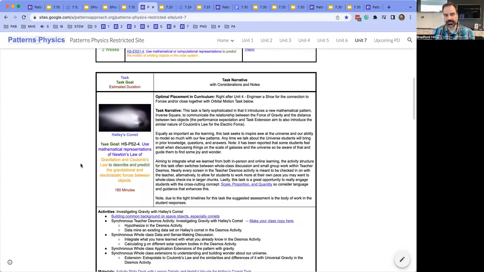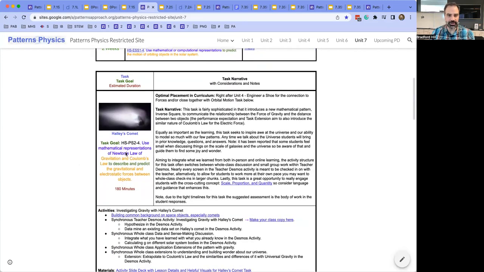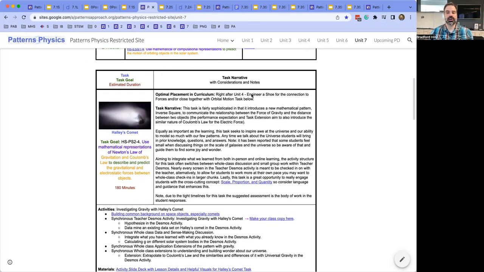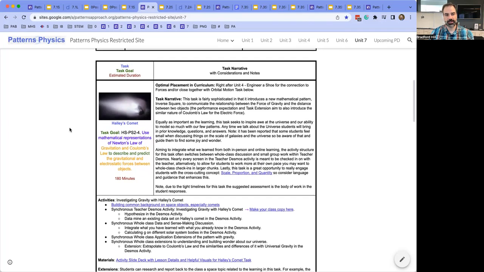So this first one is Halley's Comet, and that is getting at using the mathematical representations of Newton's law of gravitation and Coulomb's law to describe and predict gravitational and electric forces between objects. All right, that's good stuff, and that can be done in 2 days. Ideally, that would come after Unit 4, when they've done forces. But again, if you've got 2 days somewhere earlier in the fall, this is a great time to use this material.